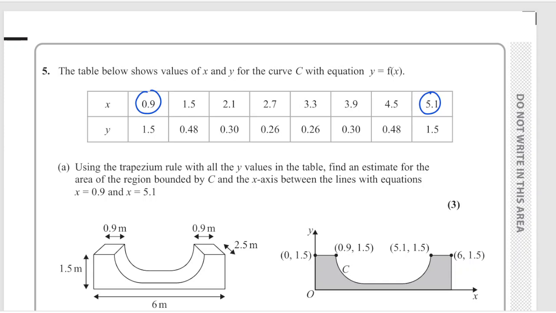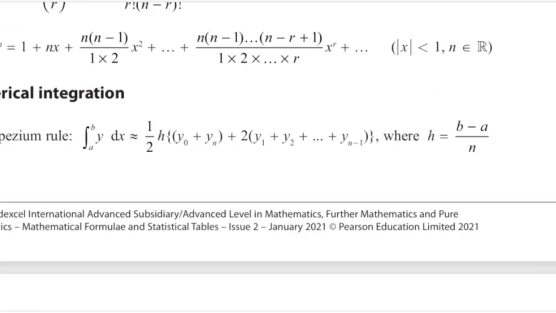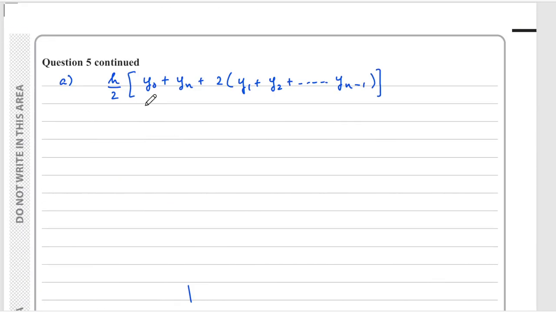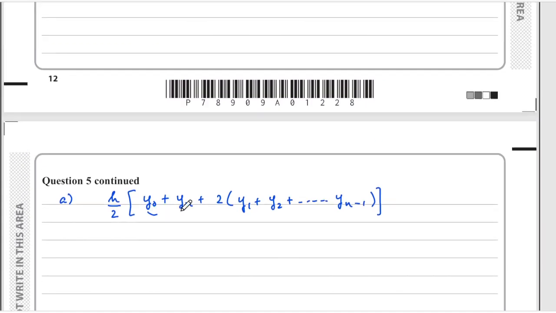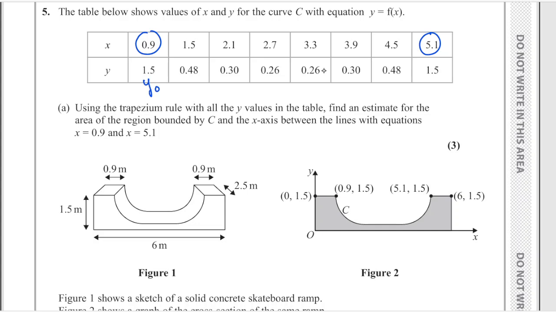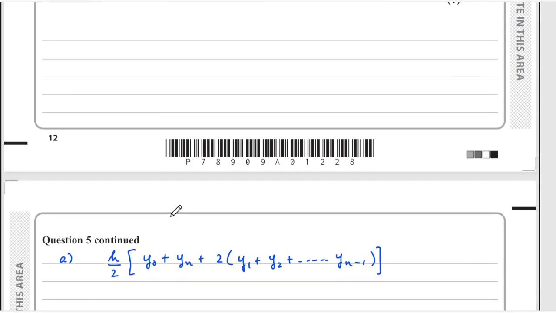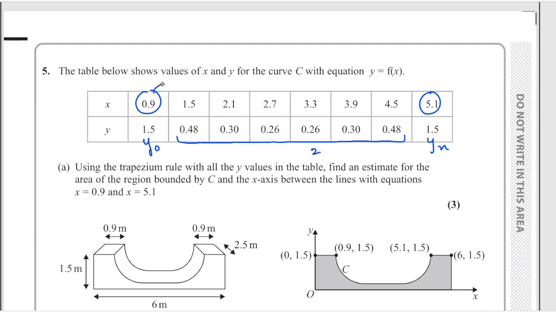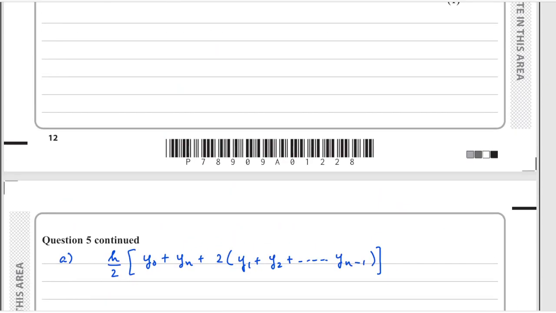So we can use the trapezium rule formula here, which is given in your formula booklet. This is the formula. Here y0 and yn are the first and the last y values. So here this is your y0 and this is your yn. These two terms you just add, and the other terms you add completely and multiply by 2. I'll just rewrite that portion, and h is the interval. For each interval the width is 0.6, so h is equal to 0.6.